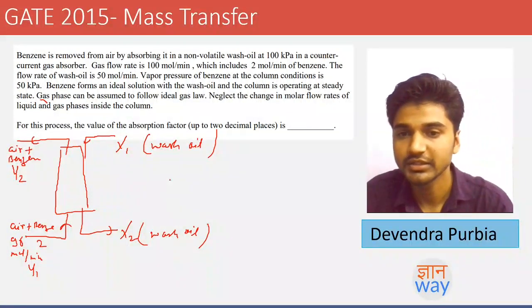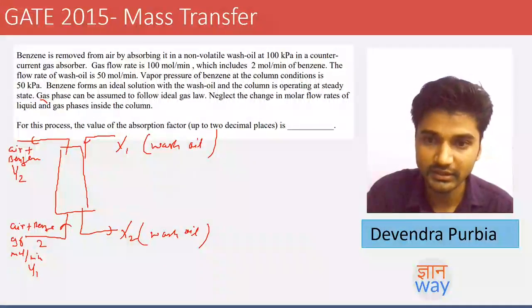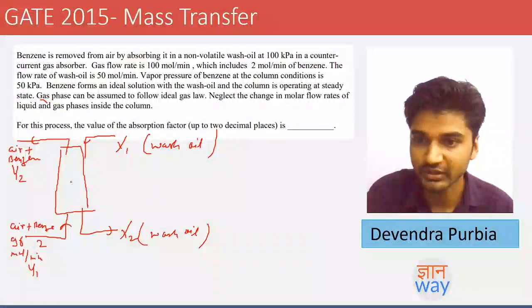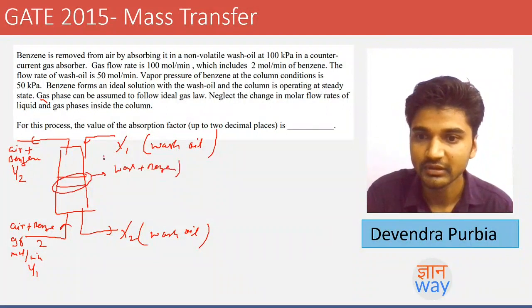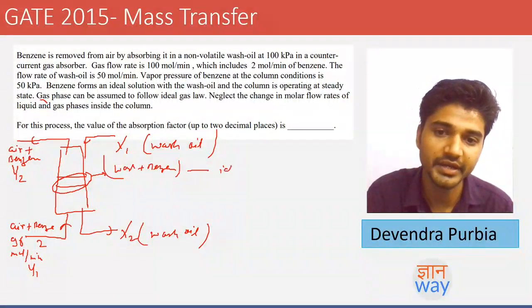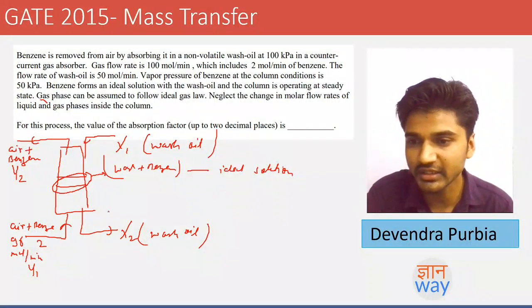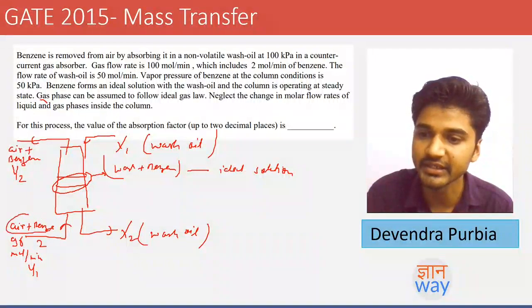Now this is the absorption tower, and they are saying that the wash oil plus benzene is acting as an ideal solution, and on the other part they are also considering that air plus benzene is an ideal gas. So we can apply those equations wherever required.